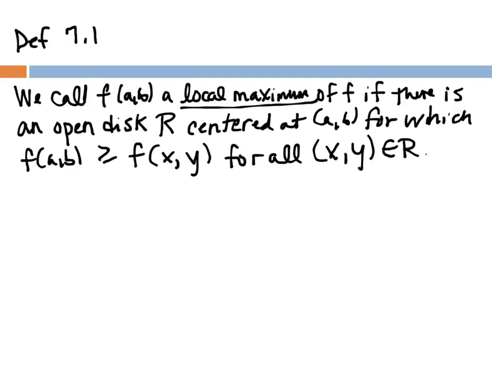I'll write the local minimum one in a minute, but let's just talk through what this is saying. In two dimensions, when we talk about something being a local maximum, we say there's an open interval, and inside of that interval, it's the largest point in that interval. It's the highest point on the graph. Right? That's what we say.